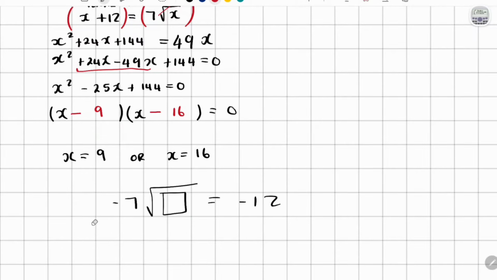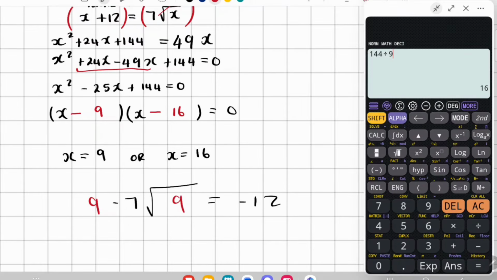So if we put that in, and I say 9 over here and 9 over here, let's see what we get. As you can see, we get negative 12. So that perfectly balances. So we know that x really is equal to 9. Then we can also try that with the 16. You see, there's no need to even write this down. You can just check on your calculator to make sure that both answers are actually your solutions.